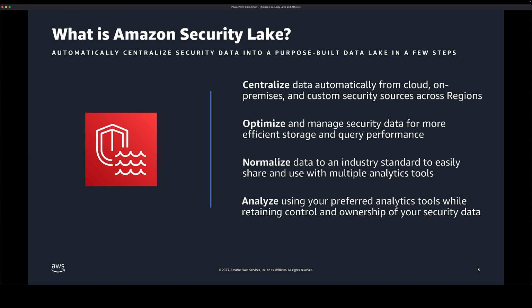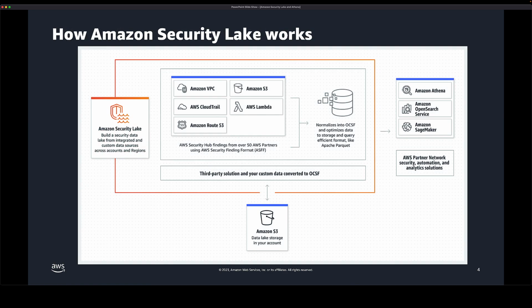Security Lake centralizes data from the cloud, on-premises, and custom sources into a data lake stored in your AWS account. You can use Security Lake to analyze security data and improve the protection of your workloads, applications, and data. Security Lake automatically gathers and manages all of your security data across accounts and regions. There are multiple sources that Amazon Security Lake pulls from and stores into S3. From there, you can analyze the information with Amazon Athena, OpenSearch Service, and SageMaker.